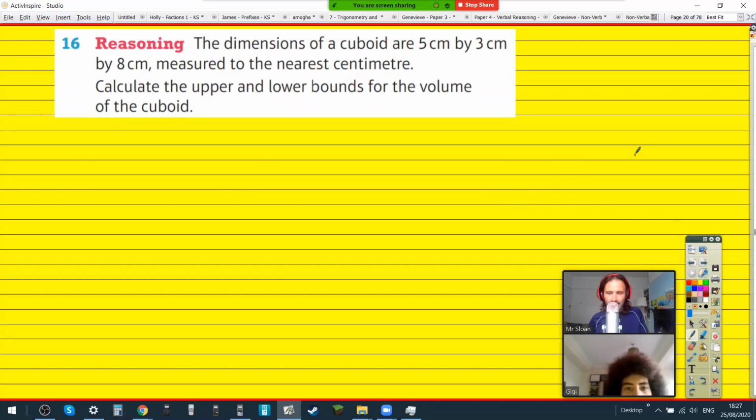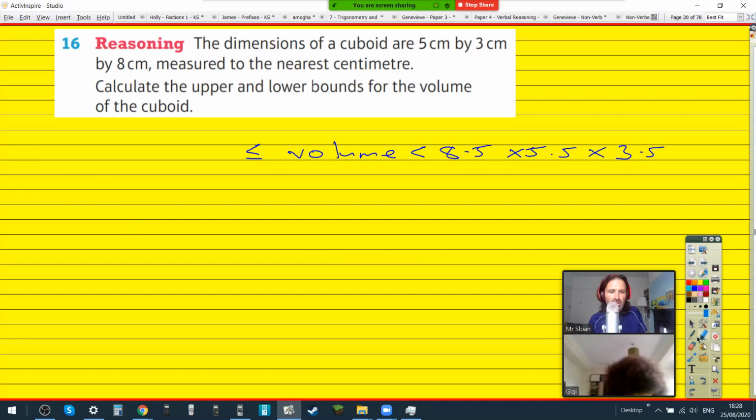Next, a cuboid of 5 by 3 by 8 is measured to the nearest centimeter. Calculate upper and lower bounds for the volume of the cuboid. So what would the volume be? You multiply them together. Yep. All right. The upper bound of 8 is 8.5. The upper bound of 5 is 5.5, and the upper bound of 3 is 3.5. So you would multiply all of them together to get the upper bound. And what would you get?